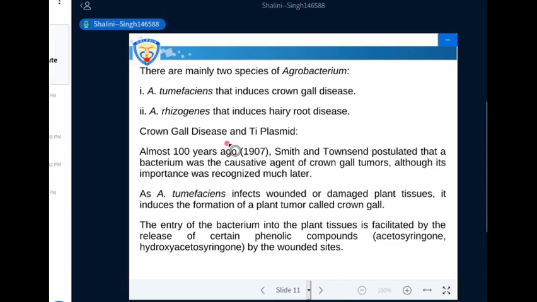Crown gall disease and Ti plasmid. Almost 100 years ago, Smith and Townsend postulated that the bacterium was the causative agent of crown gall tumors, although its importance was recognized much later. As Agrobacterium tumefaciens infects wounded or damaged plant tissue, it induces the formation of a plant tumor called crown gall. Entry of the bacterium into the plant tissue is facilitated by the release of certain phenolic compounds like acetosyringone or hydroxyacetosyringone by the wounded sites of the plant.